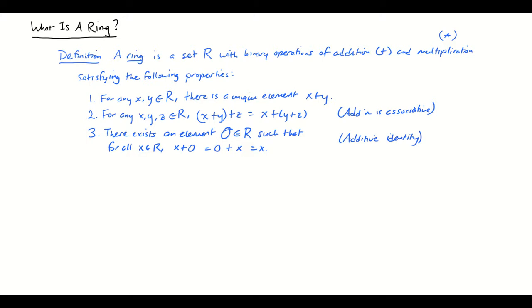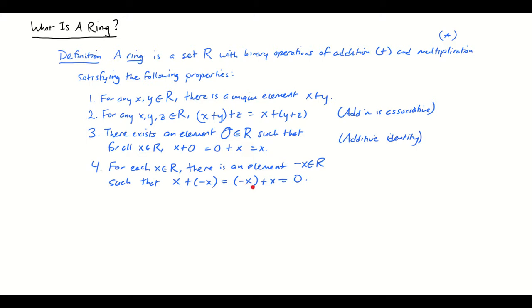And you may be able to guess what the next property is going to be. For each x belonging to the ring, there is an element negative x also belonging to the ring, such that x plus negative x equals negative x plus x equals 0. I'm going to try as much as possible not to call this negative x, because I feel like that's a little bit misleading sometimes. I like to call it the opposite of x. So x plus the opposite of x equals 0, opposite of x plus x also equals 0. That is called an additive inverse. So R has additive inverses.